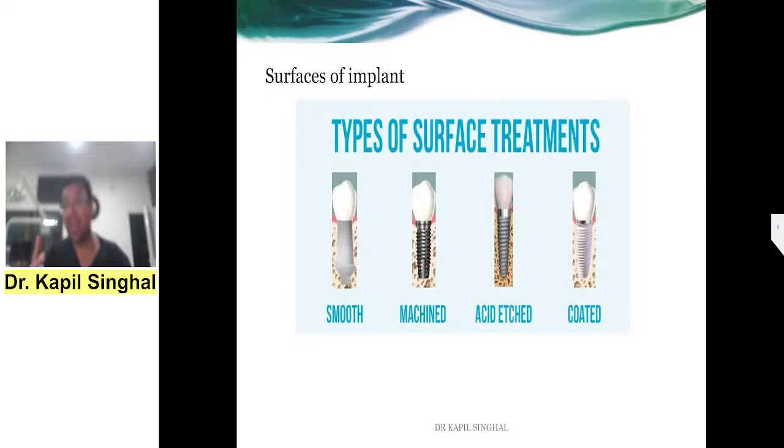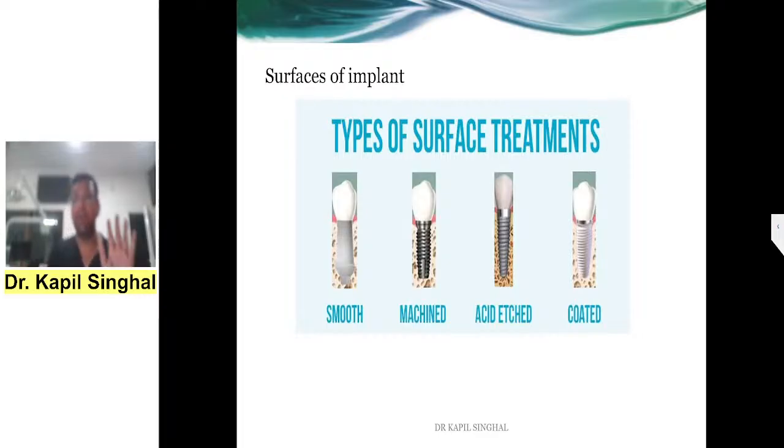The second kind of surface is subtractive. In this, the implant companies, they take some part from the surface of that implant, so they become rough. There are pores that are created that help in osseointegration with the bone, because the bone will grow inside those pores and the integration would be better, and also the total surface area of that implant would increase.